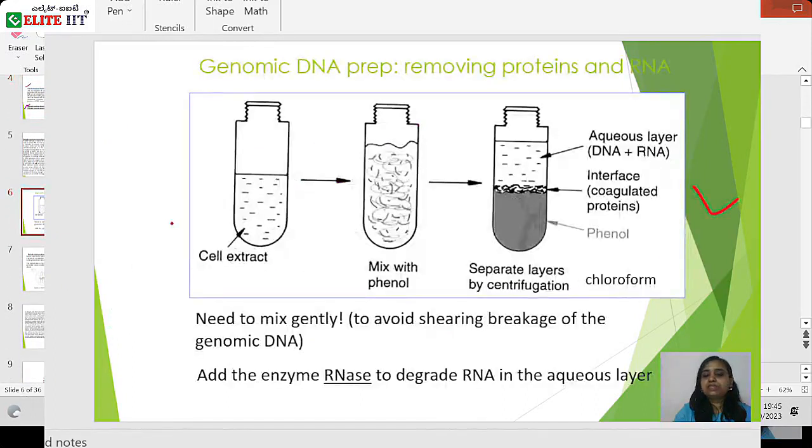Already I told you this is the phenol extraction process. If you add phenol and chloroform, what will happen? In the aqueous layer, you can collect DNA and RNA, but in the interface, there will be coagulation of protein, and phenol will be at the lower part.